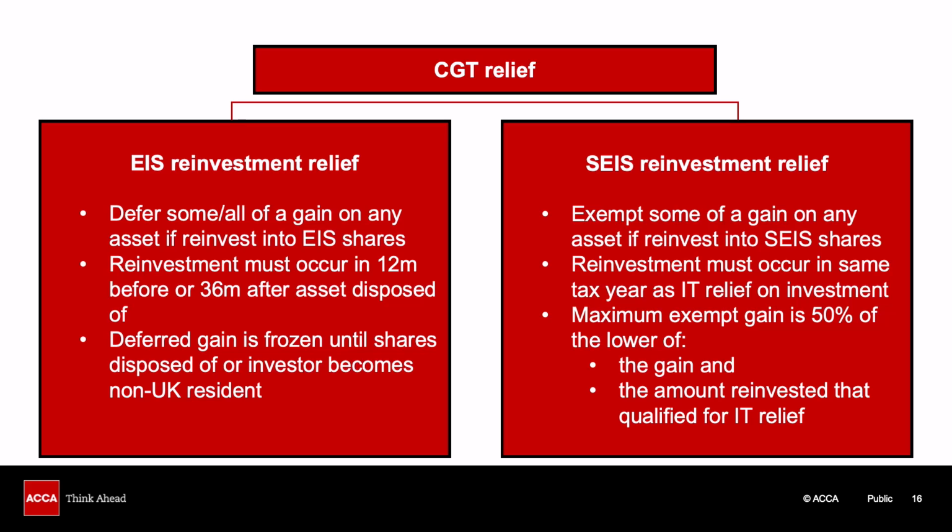This means that the maximum amount that could qualify for SEIS reinvestment relief will be $100,000, as that is 50% of the $200,000 maximum amount that can qualify for income tax relief. And the time period is quite different too. With SEIS reinvestment relief, the disposal of the asset we're looking to exempt some of the gain on must occur in the same tax year that the income tax relief on the SEIS investment is given.